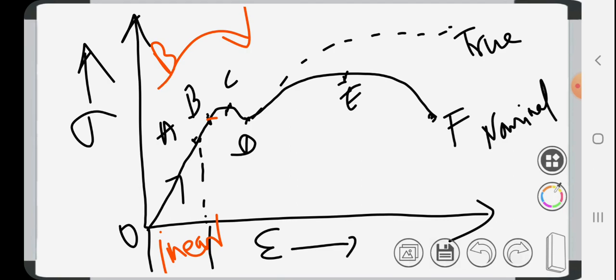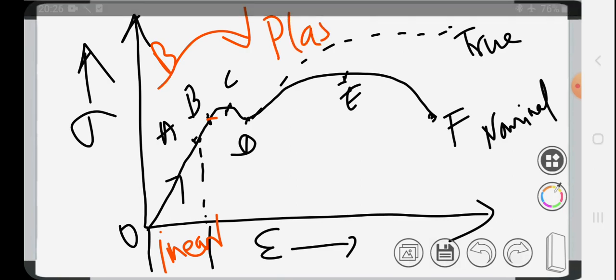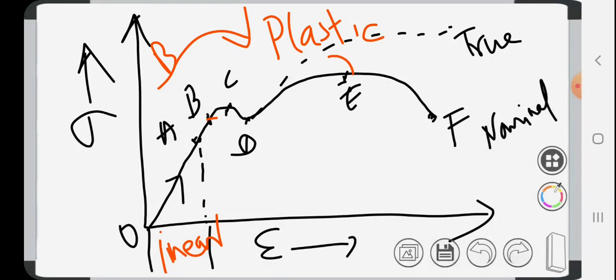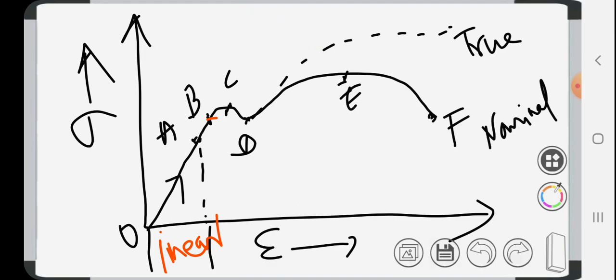So after B is the plastic range. It has reached some plastic range, so the material is no longer elastic. Beyond this elastic limit, plastic deformation occurs and strains are not totally recoverable. That's the important point. There will be permanent deformation when the load is removed. Even if the load is removed, the deformation remains permanent.